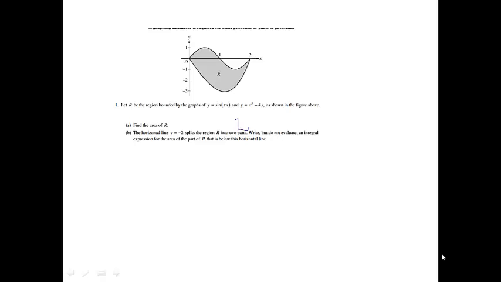Problem 1. Let R be the region bounded by the graphs of y equals sine of pi x and y equals x cubed minus 4x, shown in the figure above. Part A, find the area of R.